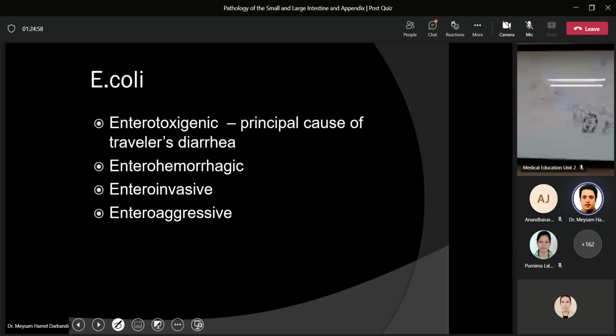So E. coli is very famous, right? Is it gram-negative or positive? Enterotoxigenic, principal cause of traveler's diarrhea, enterohemorrhagic, enteroinvasive, and enteroaggressive.